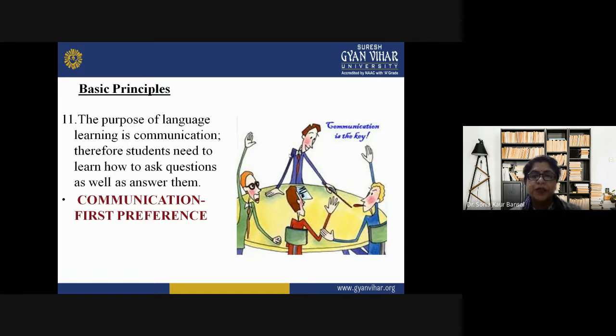Now, the next principle we are talking about: the purpose of language learning is communication. Communication is the main purpose of language learning. Whatever we are learning is for the sake of communicating with each other. When we are not able to communicate with each other, the purpose of language is not fulfilled, and whatever we have learned is not of use for us. Therefore students need to learn how to ask questions as well as answer them. So communication must be the first preference.